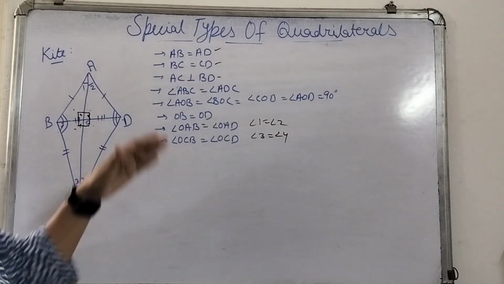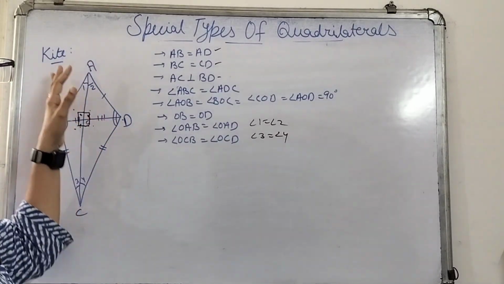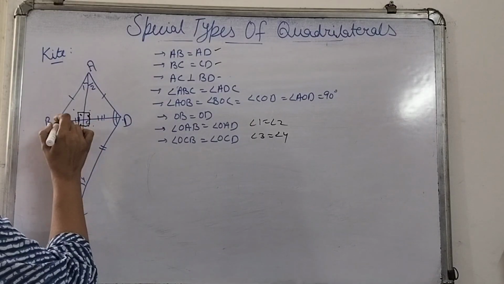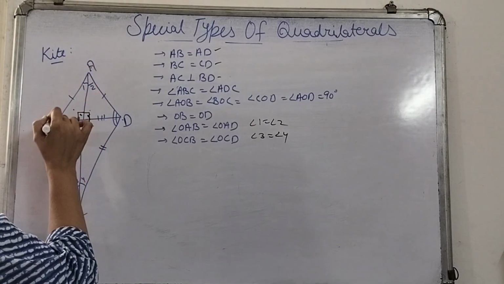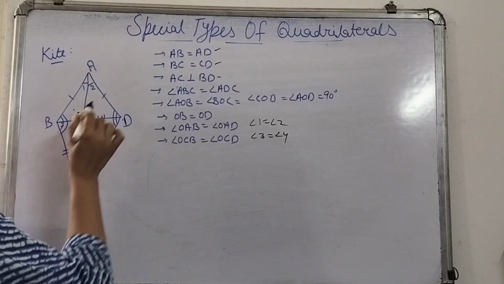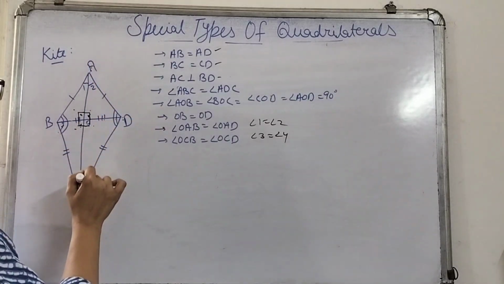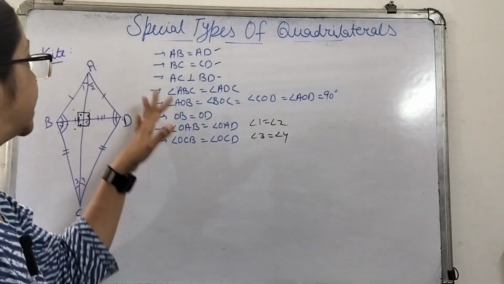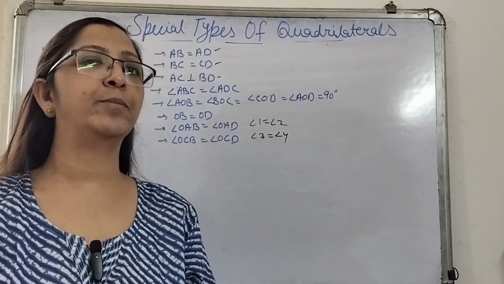So all we have discussed are the properties of your kite. Along with that, angle ABC will be equivalent to angle ADC. These two angles are also equal. So all these are the properties which are followed by a kite.